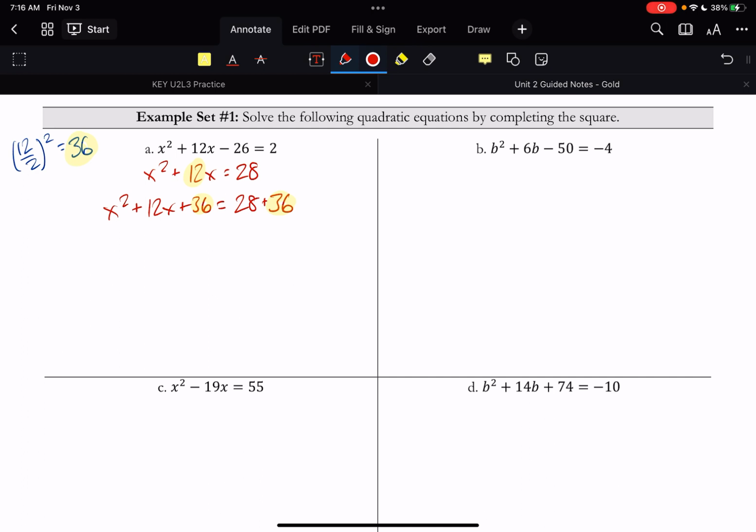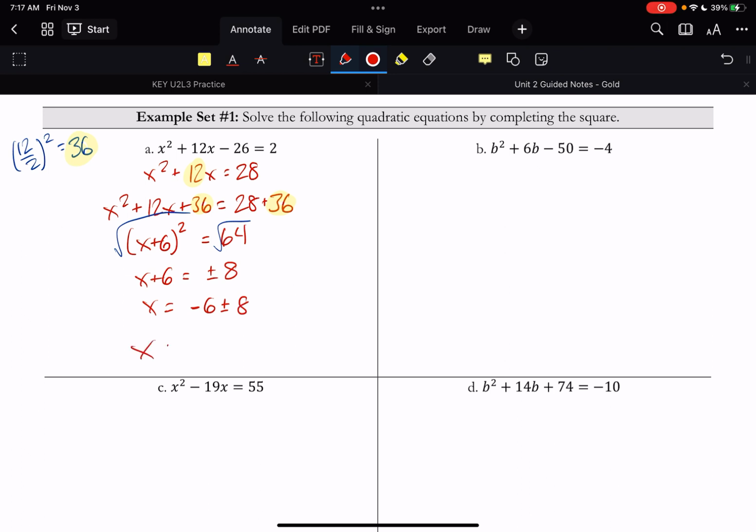And now, on the left-hand side, we see that that is a perfect square trinomial, so I can factor this into x plus 6 quantity squared, which equals 28 plus 36 is 64. So now I'm going to solve this equation by taking square roots. So I'm going to take the square root of both sides. So that leaves me x plus 6 is equal to plus or minus 8. And I'm going to subtract 6, so x equals negative 6 plus or minus 8.